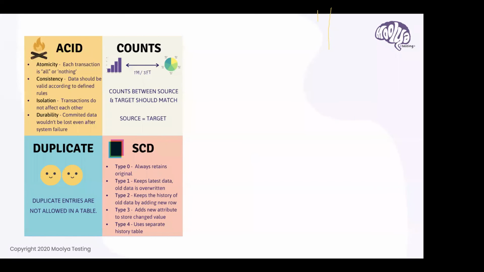So type 1. What is type 1? No history, only current data should be shown in a table. Type 1 keeps the latest data, and old data is overwritten. For example, my name is Dilip. I'm updating it as Dilip Kumar. Only Dilip Kumar will be displayed. Dilip will not be displayed. That is the type 1 table.